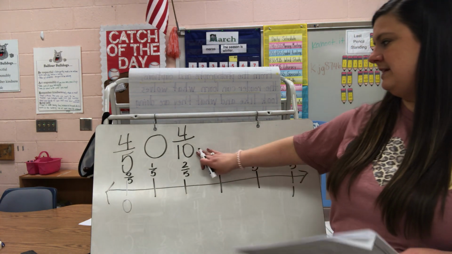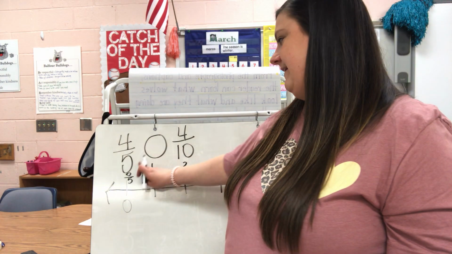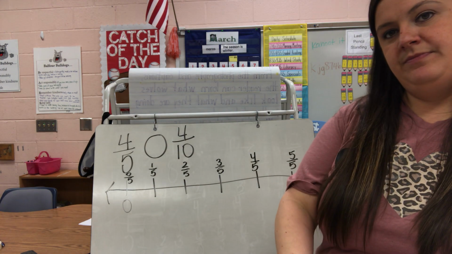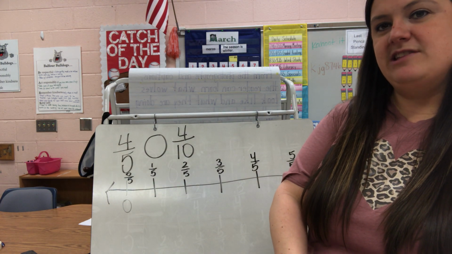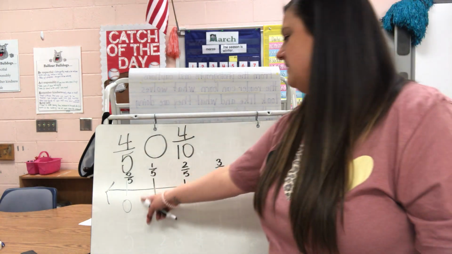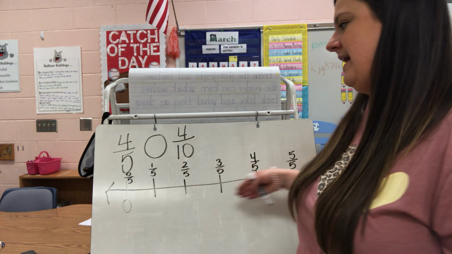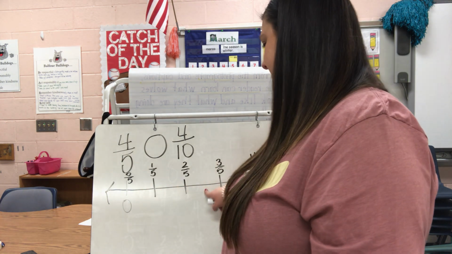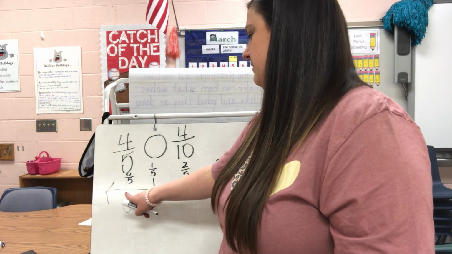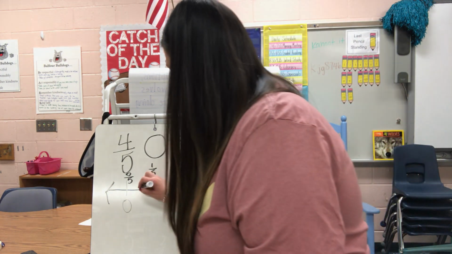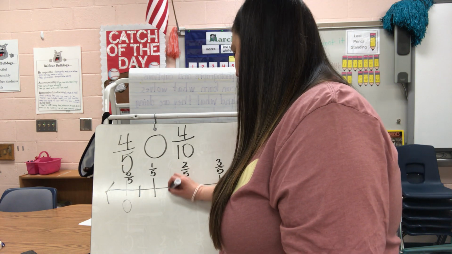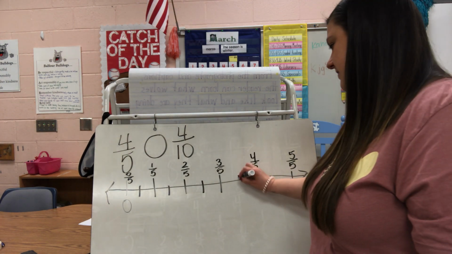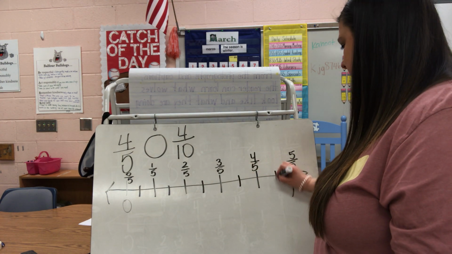Now, I need to make tenths. Well, what do we know about 5 and tenths? Could we use the number 5 to make 10? Yes, again, we have a double. So I can double each of my fifths to turn this number line into tenths. So all I have to do is separate each fifth into half to make it into tenths. So from 0/5 to 1/5, we'll draw another bracket. 1/5 to 2/5, 2/5 to 3/5, 3/5 to 4/5, and 4/5 to 5/5.